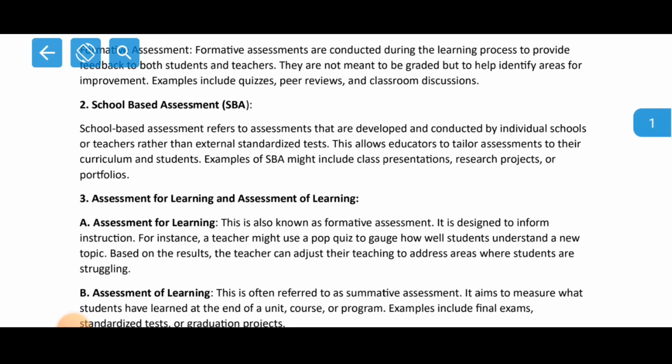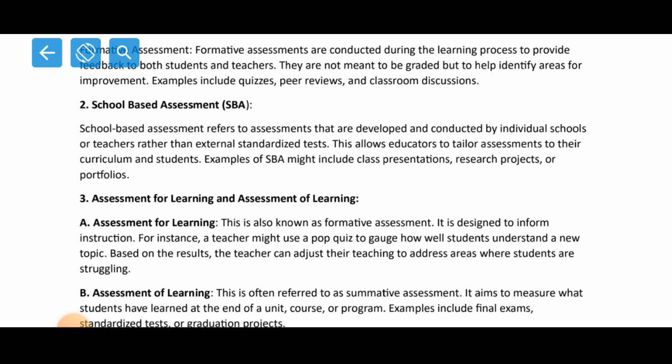All right, now let us see the second one, that is school-based assessment. This school-based assessment may not be shown to you as school-based assessment, it may be shown to you as SBA. So you should be able to recognize that SBA refers to school-based assessment. Now what is school-based assessment? School-based assessment refers to assessment that is developed and conducted by individual schools or teachers rather than external standardized tests. This allows educators to tailor assessments to their curriculum and students. Examples of SBA might include class presentations, research projects, or portfolios.